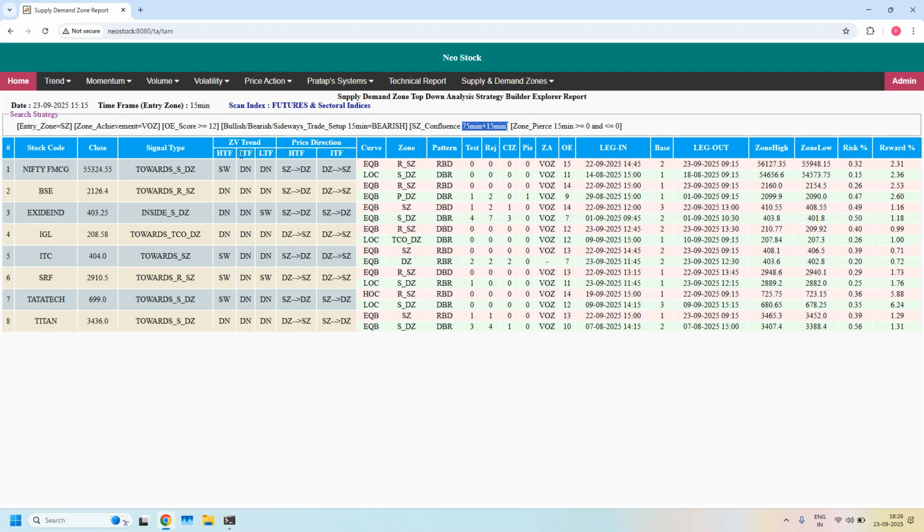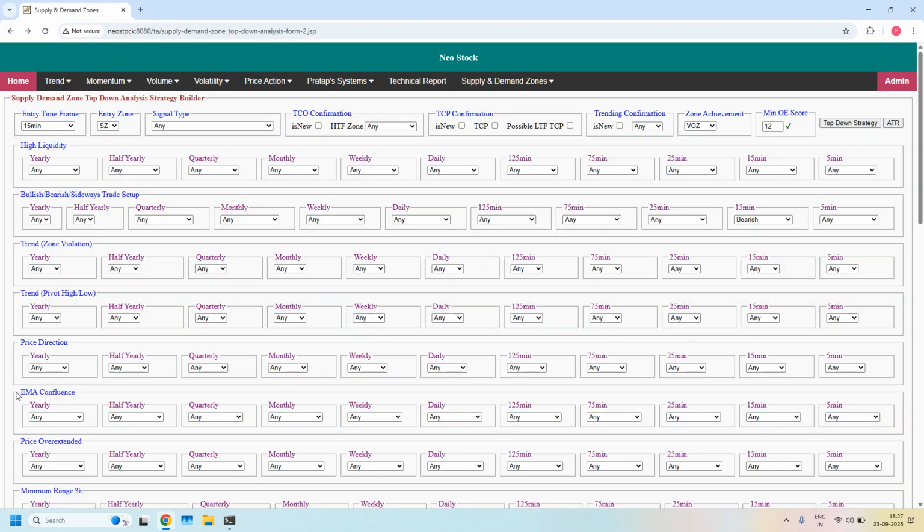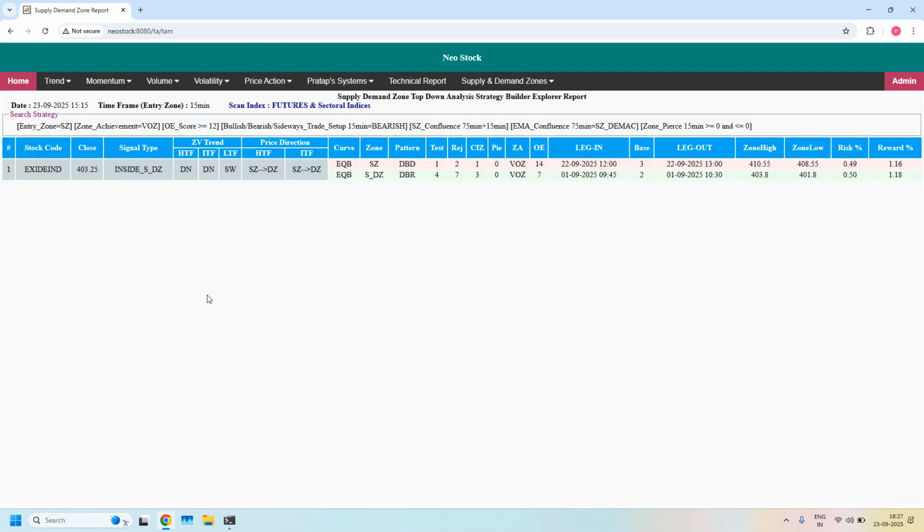And the 75 minutes trend, that is ITF trend, is a downtrend in all the stocks. So we can further filter this list based on whether the 75 minute supply zone has daily EMA confluence or not. So I'm enabling the filter 75 minute supply zone with daily EMA confluence. One stock is filtered. So this 15-minute supply zone has a higher probability of success, provided less than 20 checklist items are satisfied, otherwise higher chances of zone violation.